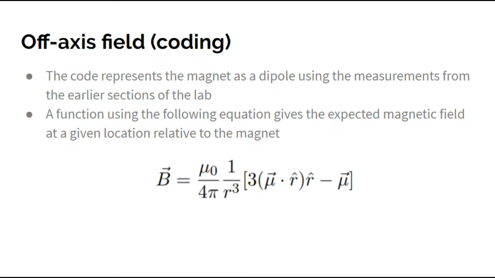Our code will simulate the magnet by creating a dipole using the measurements gathered from the code. In order to calculate the magnetic field at given points around the magnet, it will be using the following equation shown on screen to calculate the magnetic field.